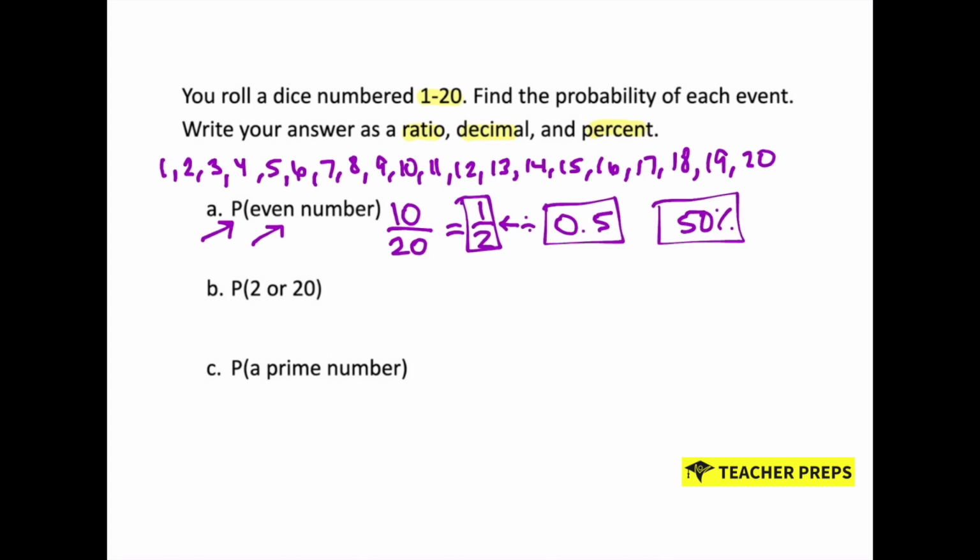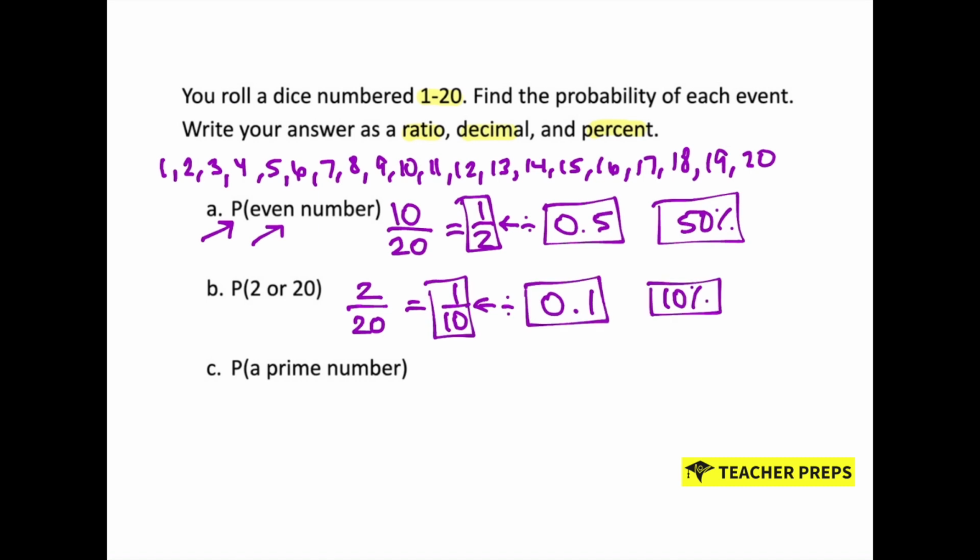The next one says to find the probability of a 2 or a 20. In this problem, the 2 and the 20 are both favorable outcomes. We have 1 2 and 1 20, so we have 2 favorable outcomes. And then we have 20 total outcomes. 2 over 20 simplifies to 1 over 10. We can write that as a decimal by dividing 1 divided by 10. That gets us 0.1. And then you can move the decimal place 2 places to the right to get 10%. So we have our fraction, decimal, and percent on that one.